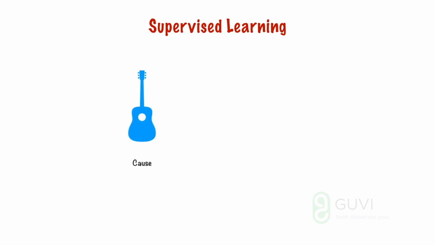What a supervised learning algorithm does is to link a cause to a specific effect. In fact, you can say that a cause is represented by x, which is called an independent variable, and then the effect is represented by y, which is a dependent variable. The job of a supervised learning algorithm is to map the relationship between x and y.